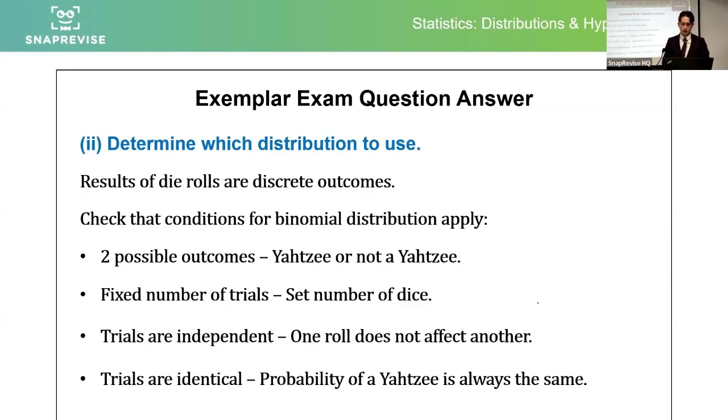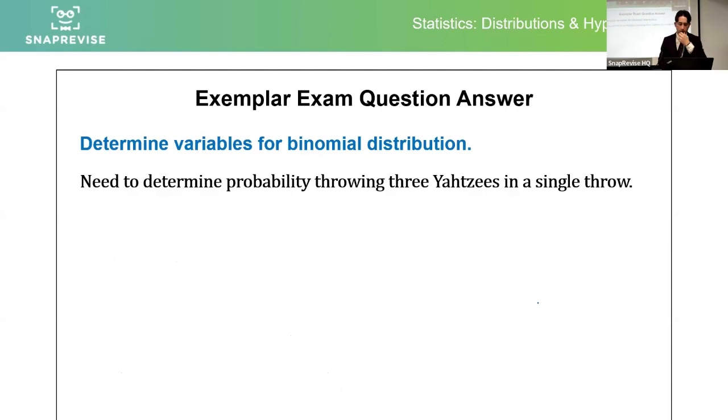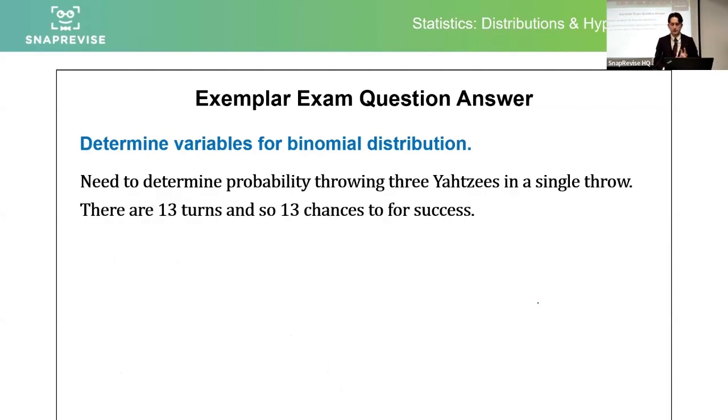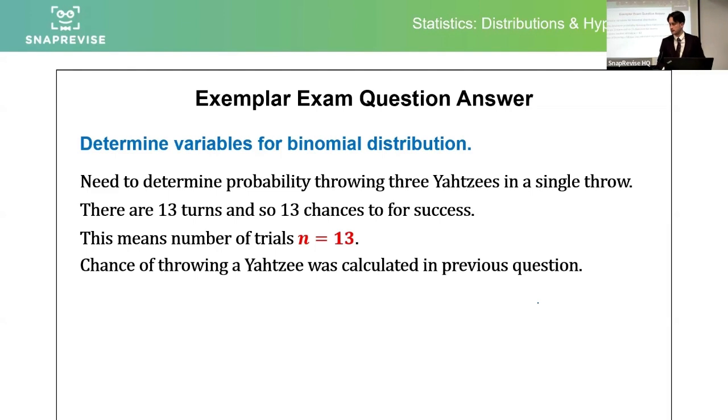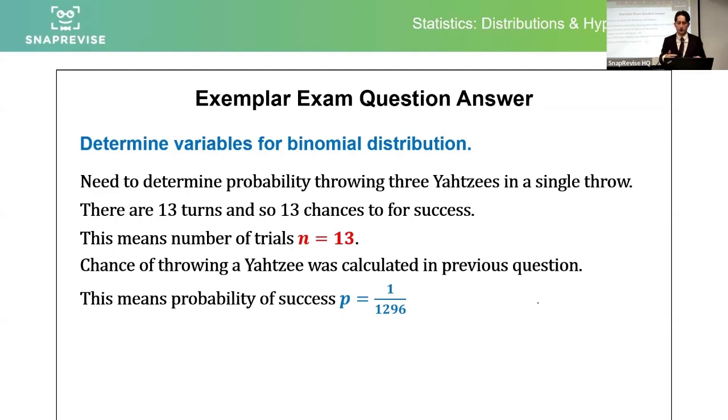So what we know, just check that it fits the framework for a binomial, is there are 13 turns for this part of the question. So 13 chances for success. So 13 is therefore n. Now, the chance of throwing a Yahtzee is basically the probability they gifted us in part A. So 1/6 to the power of 4, which you could work out if you wanted. You could use your calculator and give that as a fraction, 1/1296. That's the probability of a successful Yahtzee.